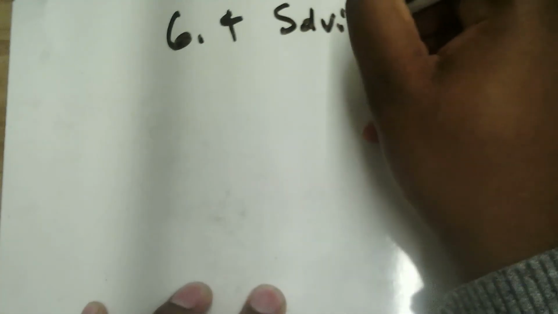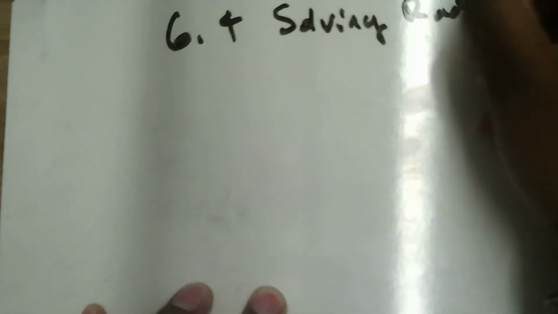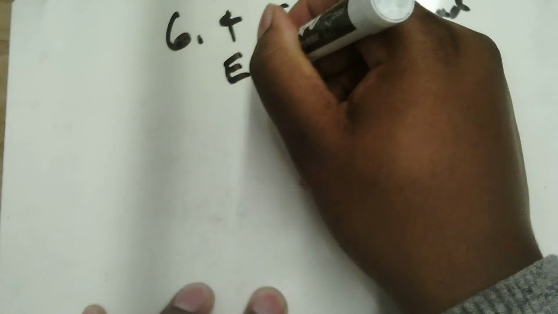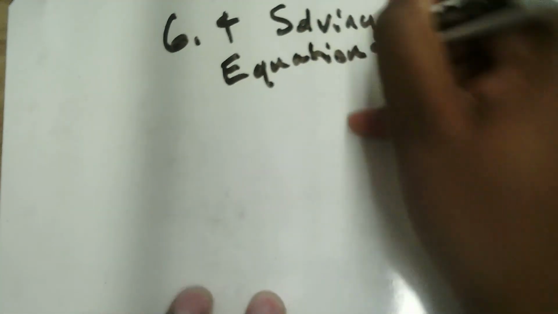All right, I want to do some example and sample problems with you on section 6.4. So let me go ahead and pull that up real quick. In section 6.4, we're going to be talking about solving radical equations, or equations with radicals in them.